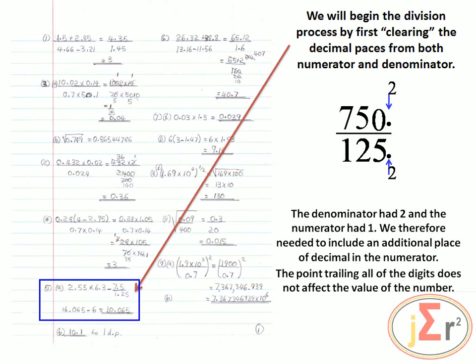The point trailing all of the digits does not affect the value of the number. So in each case, we eliminate that point. And then we may go straight ahead and reduce the fraction. So we are saying reduce by a common factor of 25. 125 divided by 25 is 5. And 75 divided by 25 is 3.